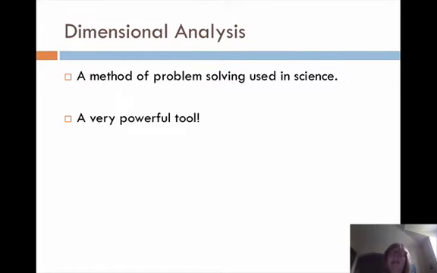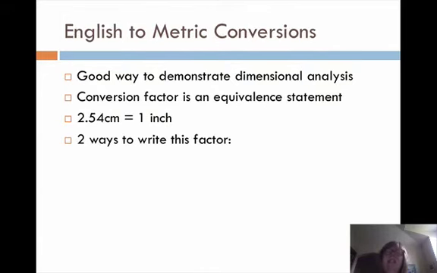Hi, this video is about dimensional analysis. In AP Chemistry or in any chemistry class, a big part of it is learning how to solve problems. And so dimensional analysis is a very powerful tool to use when you're solving problems in science. All right, so let's get started with a pretty basic way of using this tool, and that is dimensional analysis converting English to metric units.